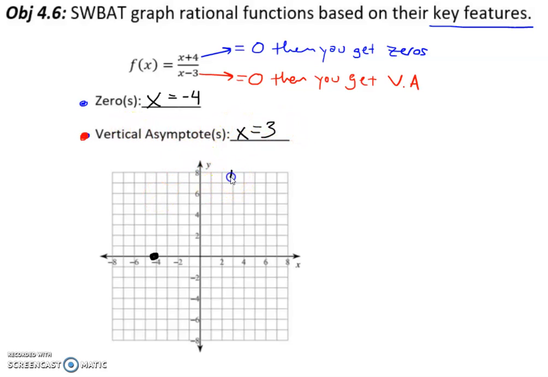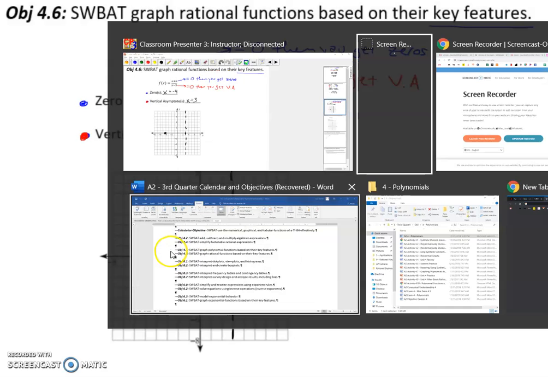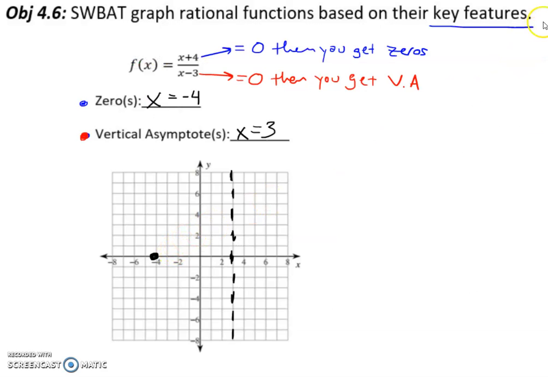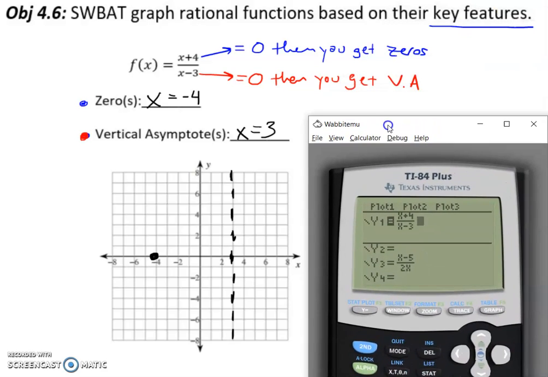And we draw vertical asymptotes by drawing a vertical dotted line at that x value. So remember, an asymptote, vertical or horizontal, is kind of a fence. It's a line that our graph does not touch or cross, even though it usually gets close to it. These are our key features, and we're now going to use the graphing calculator to see exactly what that looks like.